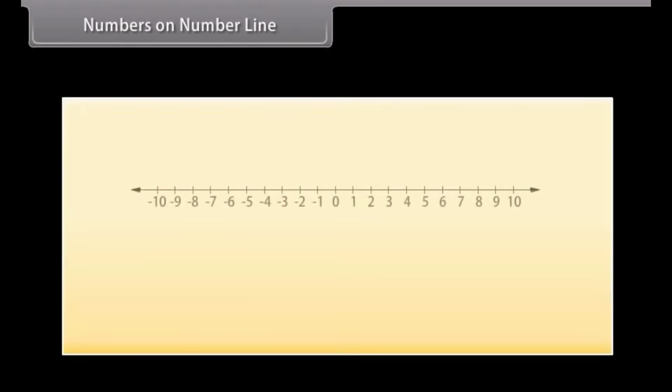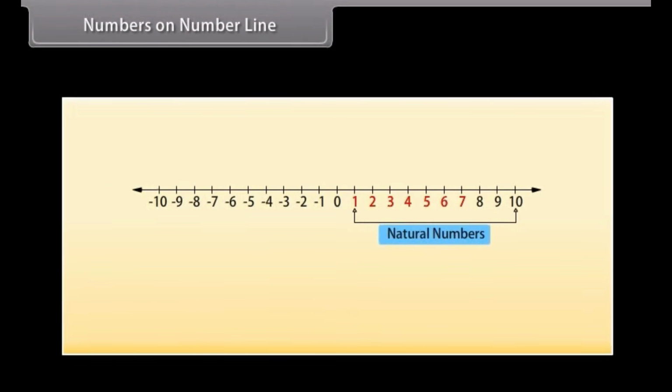Numbers on number line. On a number line, numbers 1, 2, 3, 4, and so on are called natural numbers. The natural numbers are denoted by the symbol N. If we include the number 0 with the natural numbers, then the numbers are called whole numbers. The whole numbers are denoted by the symbol W. All these numbers together with these negative numbers are called integers. The integers are denoted by the symbol Z.